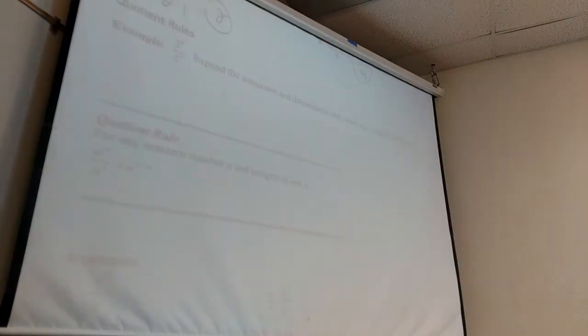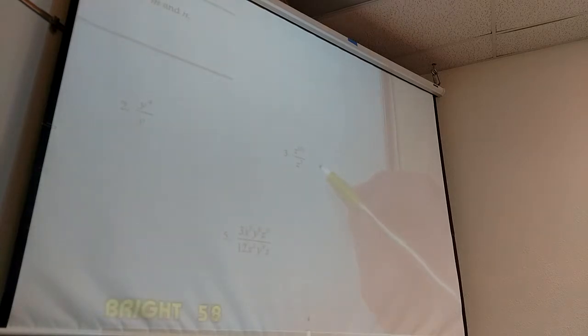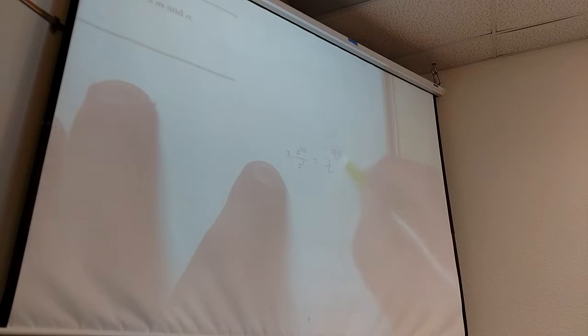All right, let me see. We already know this stuff. Let me see real quick. What's number 3 down here? Z to the 99. Because what's the rule? When you divide like bases, you subtract the powers. Let me see if you guys can handle this. Ready?